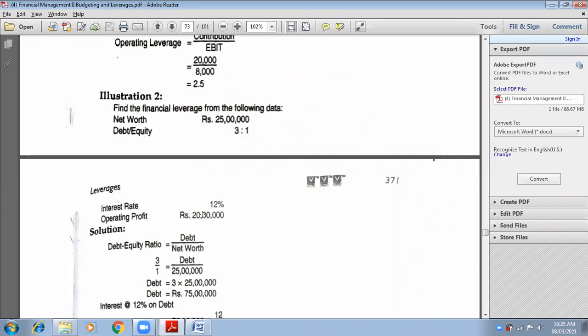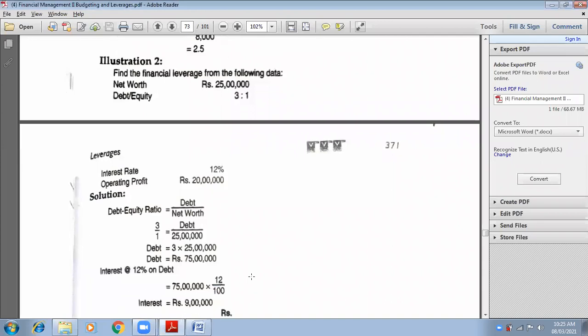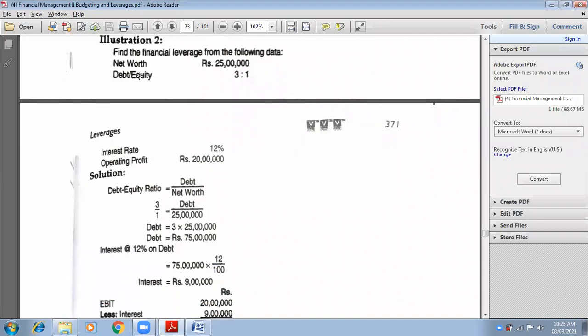So what is operating profit? It is as same as EBIT. It is also known as EBIT. So EBIT can be referred to as operating profit. So whenever operating profit comes, you have to write EBIT. Okay. Now see here, look here. Net worth is already given 25 lakhs. Debt equity ratio is already given 3:1.